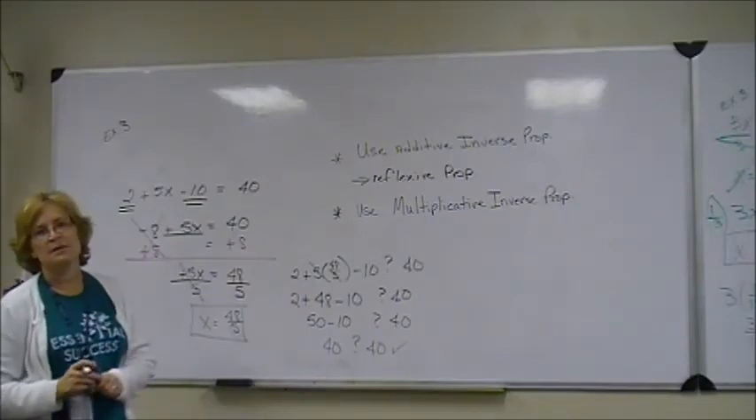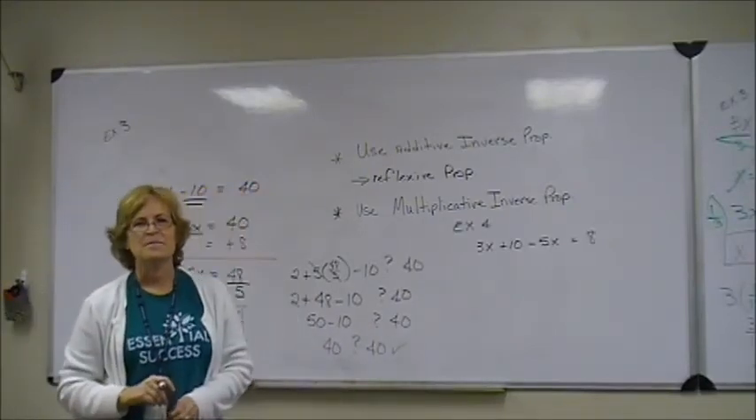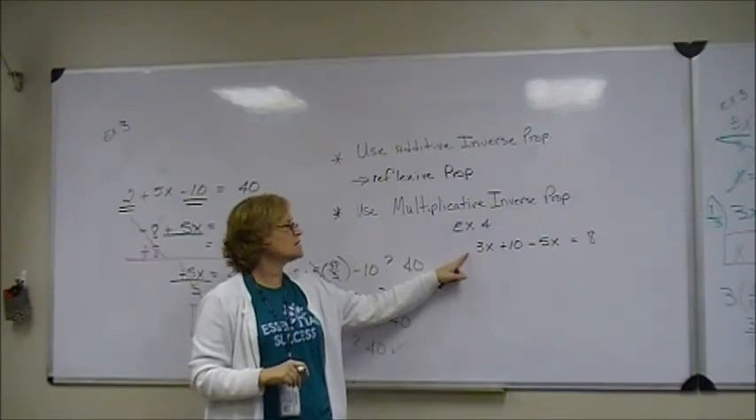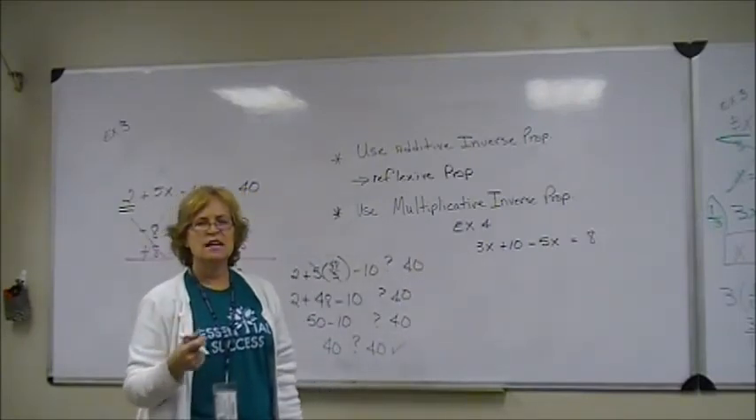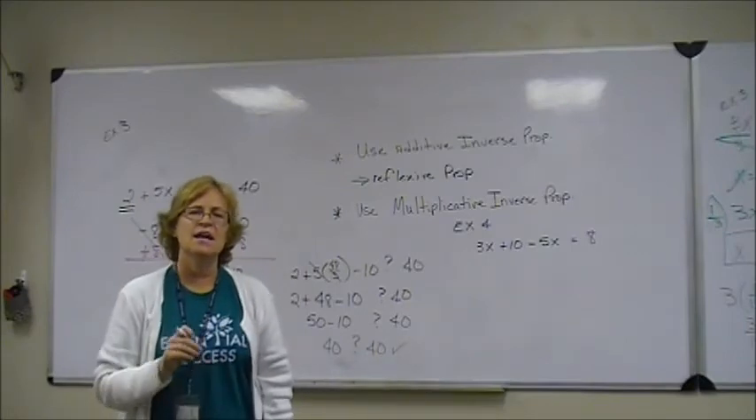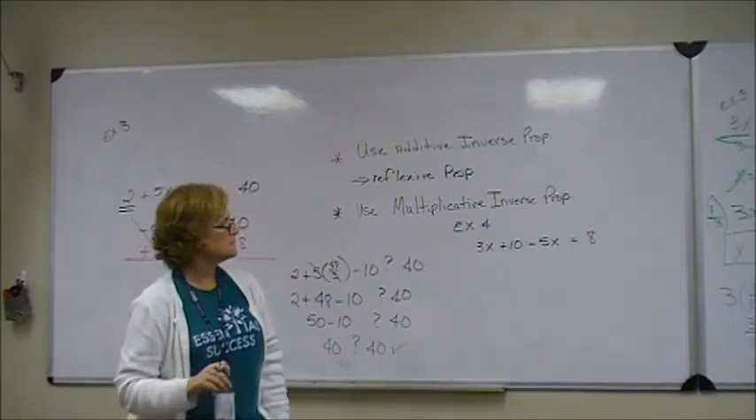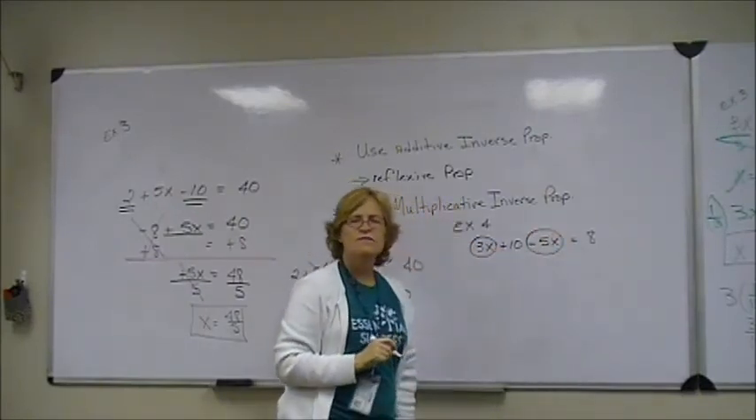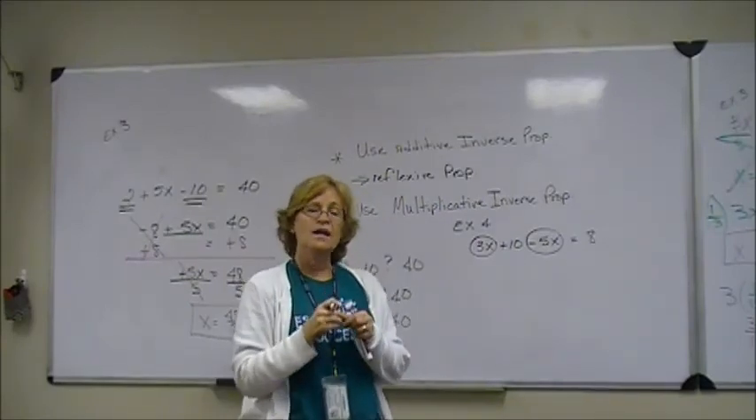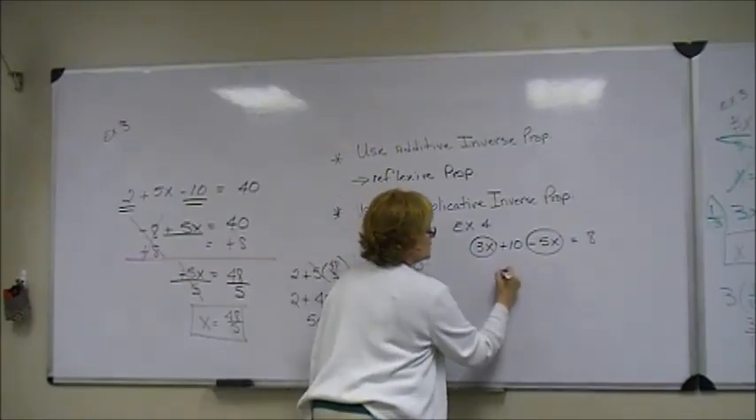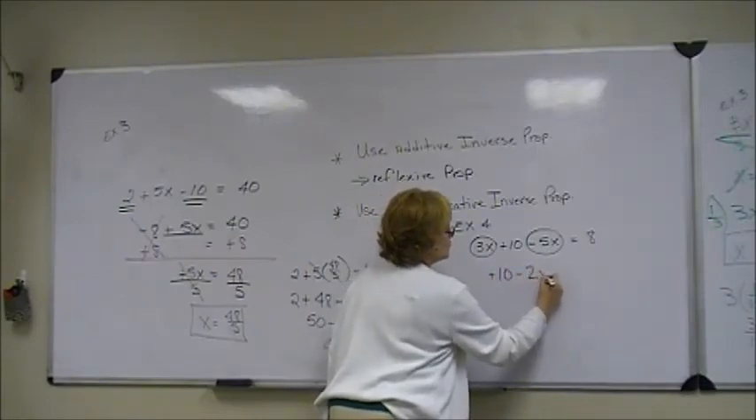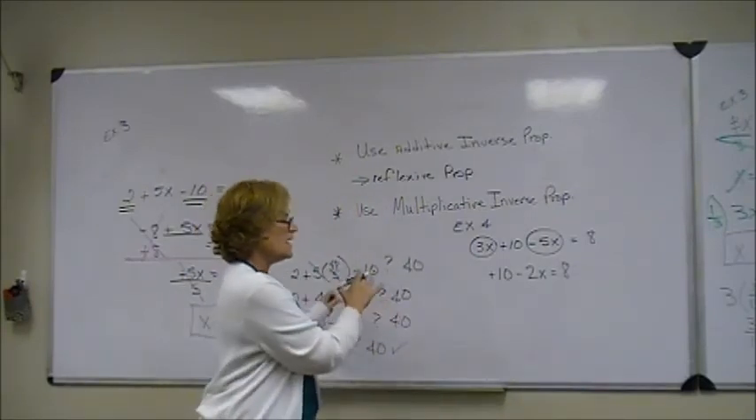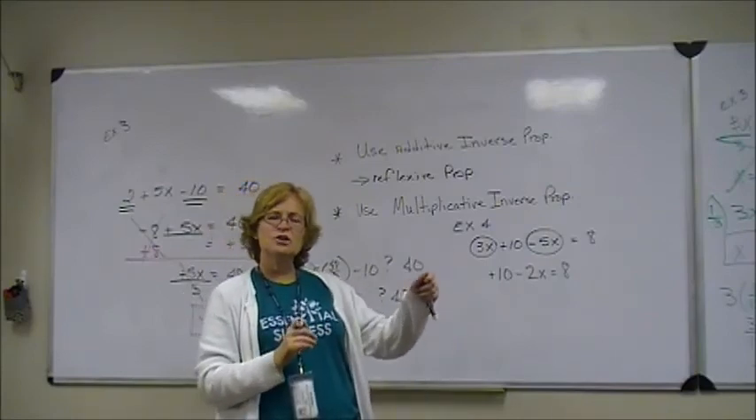Let's do one more example, example 4. Okay, example 4. 3x plus 10 minus 5x is equal to 8. The first thing I want to do is I want to look and see, can I combine like terms? Yes, I can. So I have 3x and a negative 5x. When I combine those, I get a negative 2x. So I have 10 minus 2x is equal to 8. Now I don't have any like terms on the left. I don't have any like terms on the right.